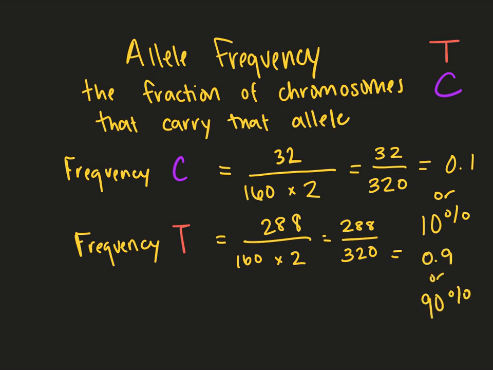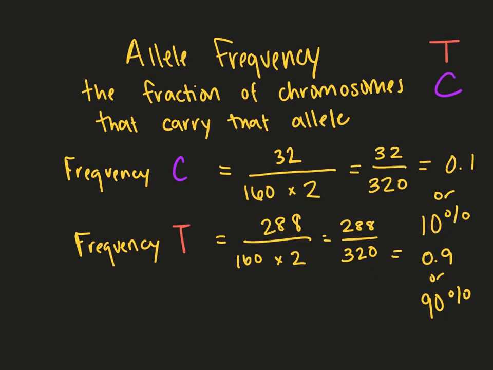And here is a nice time for us to check our math and make sure this makes sense. Again, there are only two alleles in the population, T and C. So these frequencies of the C and the T allele should add up to 100%, because 100% of the individuals have either a T or a C. And what we see here is the frequency of C was 10% and the frequency of T was 90%.